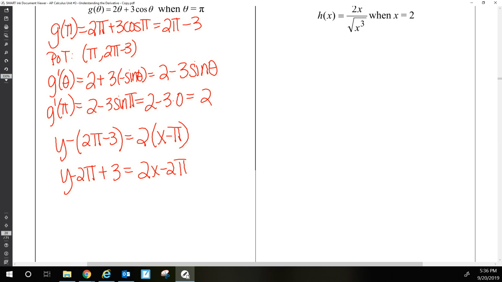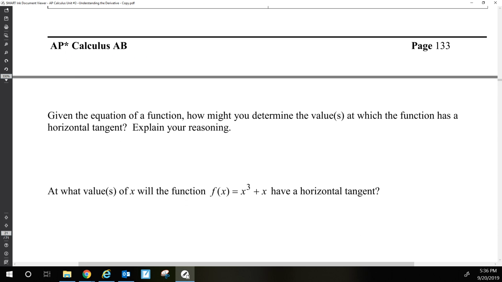Bringing everything over to this side, I've got y is equal to 2x. This 3 is going to become -3. This -2 pi becomes +2 pi, which cancels out here. And so there is the equation of my tangent line. Let's see, is there anything else on here? Oh, there's one more.